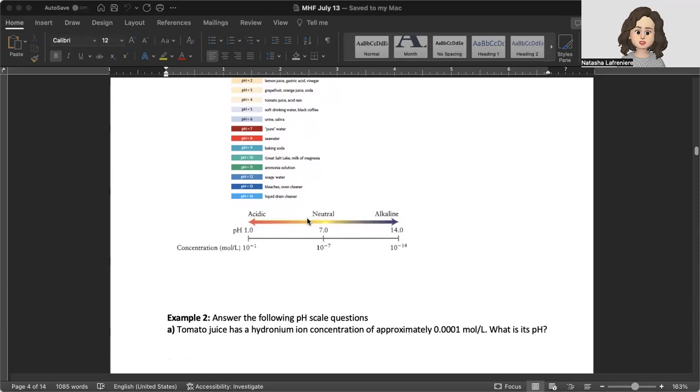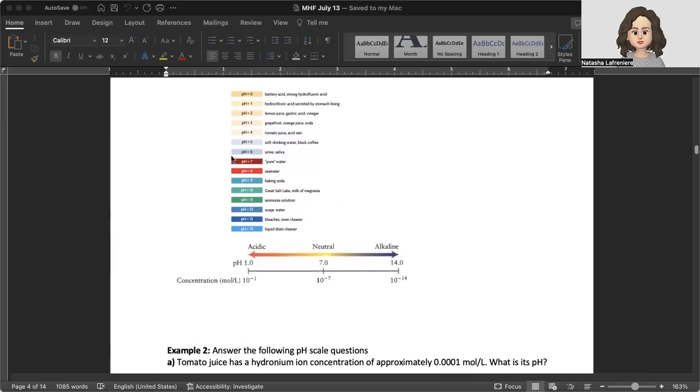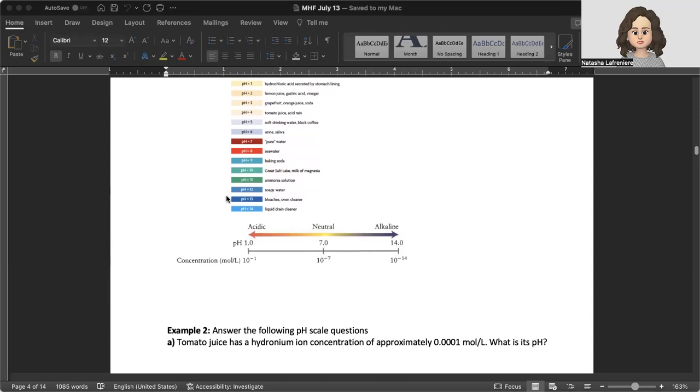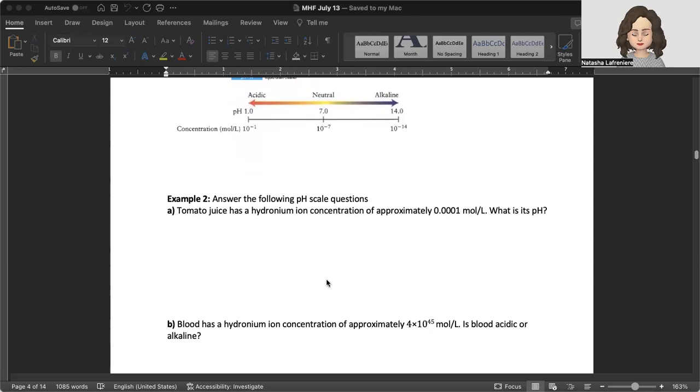Okay. So at 7, where it stops at urine and saliva, it goes a little bit neutral. And so at the very top is very acidic. And then at 7 is neutral. And then at 14 is a lot of alkaline. Okay, so answer the following pH scale questions. So we're going to take a look at those right now.